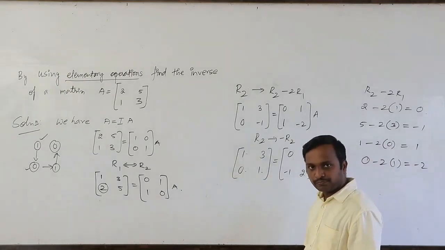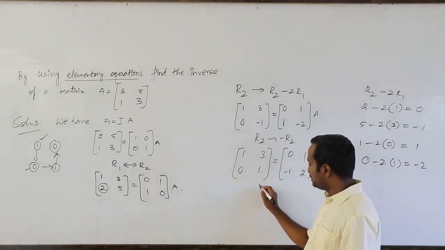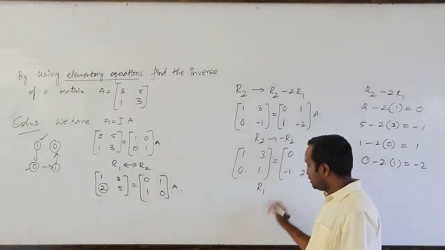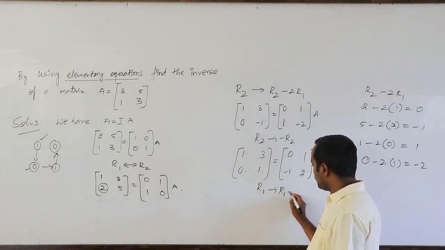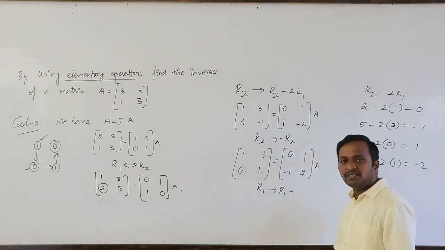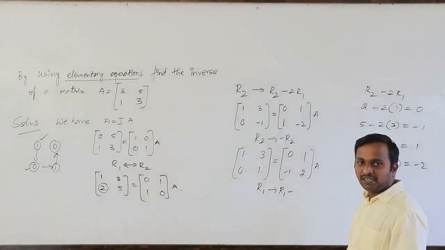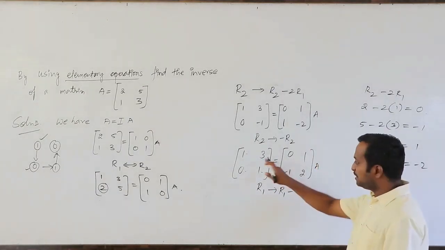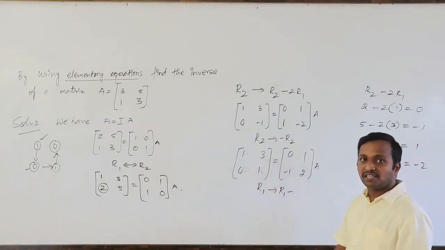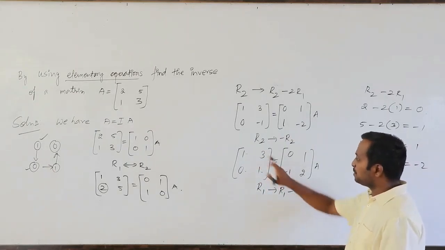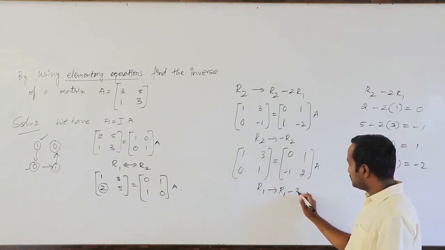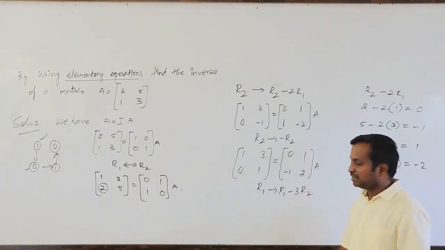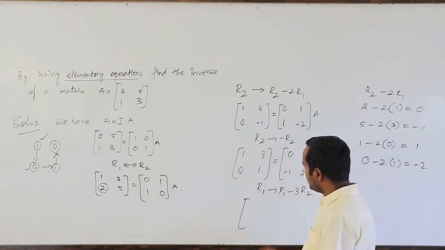What next? This has to be 0. Is it in R1 or R2? R1. R1 replaced by R1 minus 3 R2. If it is 10, R1 minus 10 R2. If it is 5, R1 minus 5 R2. If it is minus 3, R1 plus 3 R2. Minus means plus, plus means minus. Opposite side, 3 R2.